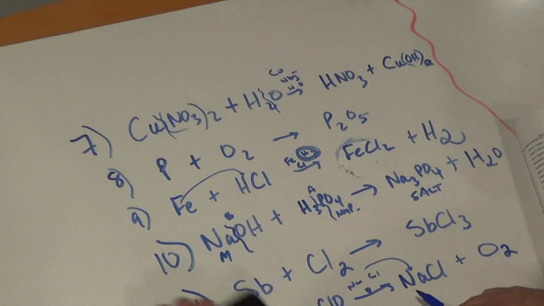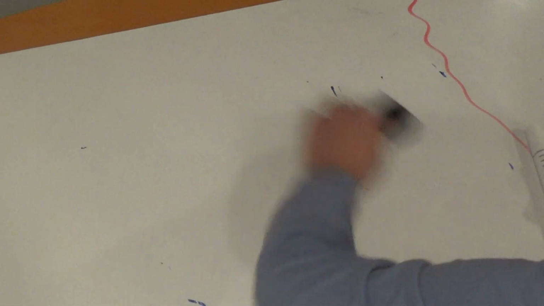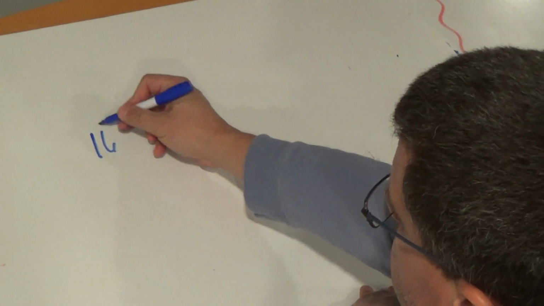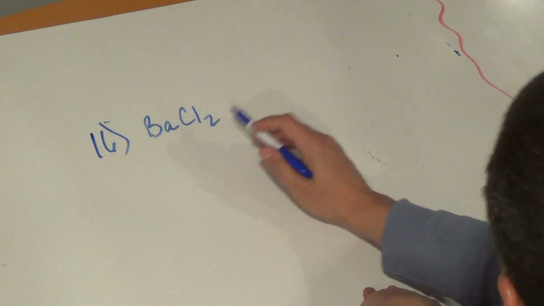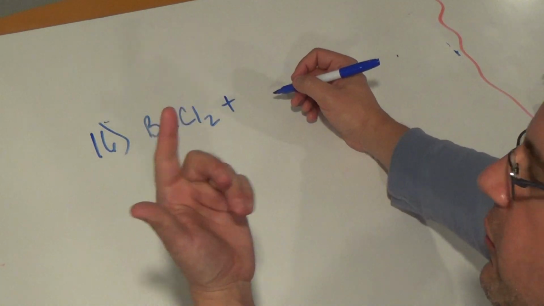Okay. I'm going to do a few more. I think you get the gist of these. Let's see. Let's go with 16. Barium chloride. Barium has a positive 2 charge. Barium chloride plus magnesium sulfate. Mg2+ plus SO4 2-.